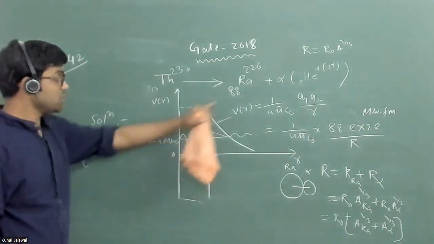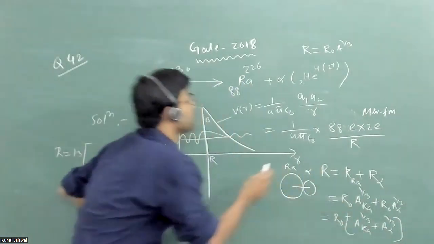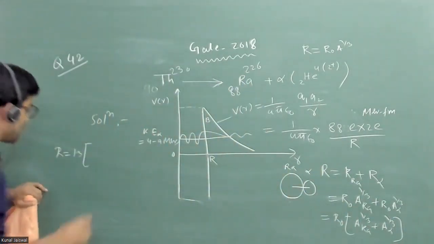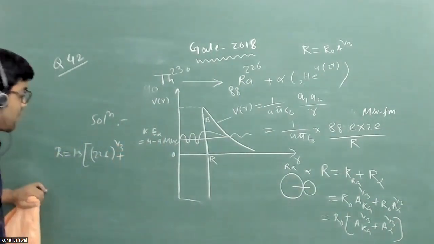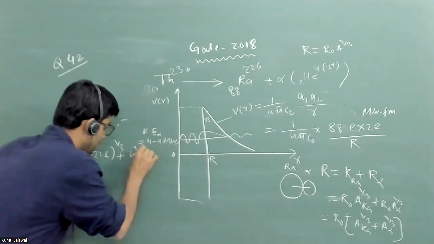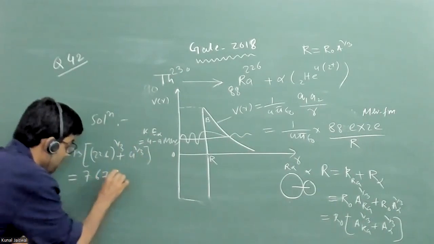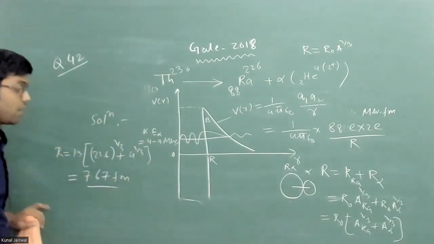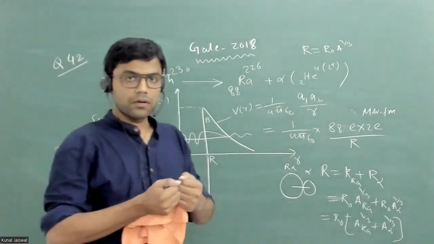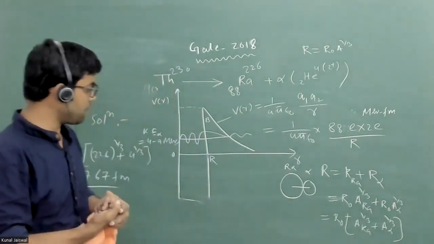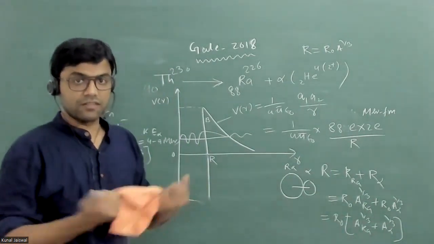If you substitute it, you will have R naught, which is given as 1.3, times the mass number of the daughter, 226 to the power 1 by 3, plus the mass number of the alpha particle, 4 to the power 1 by 3. If you calculate, you will get 7.67 femtometer. So this is the R value when the surface of the daughter nucleus is touching the surface of the alpha particle just before they separate from each other.